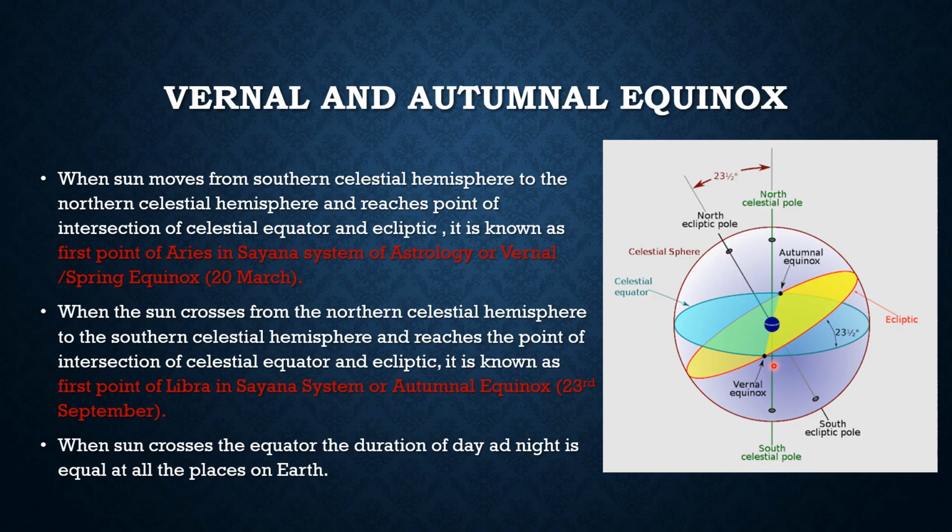This coincides with 20th March. Likewise, when the Sun crosses from the northern celestial hemisphere to the southern celestial hemisphere, it reaches a point of intersection of the celestial equator with the ecliptic. This is called the first point of Libra in the Sayana system, or the autumn equinox. That is 23rd September. Now, what is the significance of the autumn equinox or vernal equinox? See here, the sun is crossing the equator, so the duration of day and night will be equal at all the places on Earth.